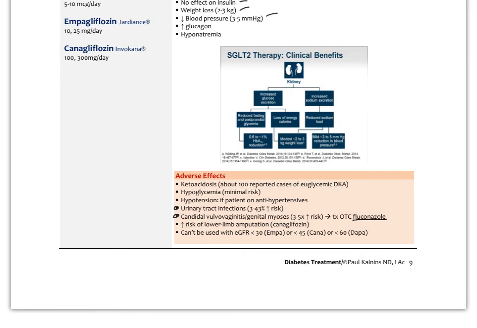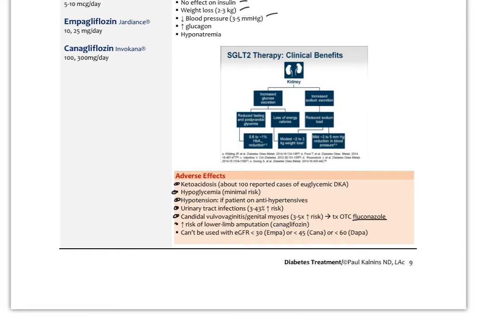Now, there are a few cases of reported ketoacidosis. There have been about 100 reported cases, so that's something to always keep an eye out for with these. Hypoglycemia, there's a minimal risk. Again, we don't think these have a major effect on blood sugar except to just increase glucose excretion to the urine, but that should not induce hypoglycemia. And then hypotension, if a patient's on an antihypertensive, now you put them on one of these and their blood pressure drops too low.